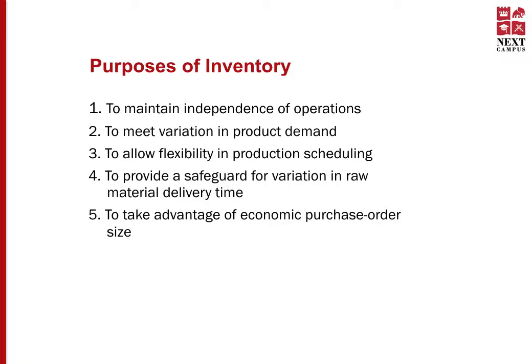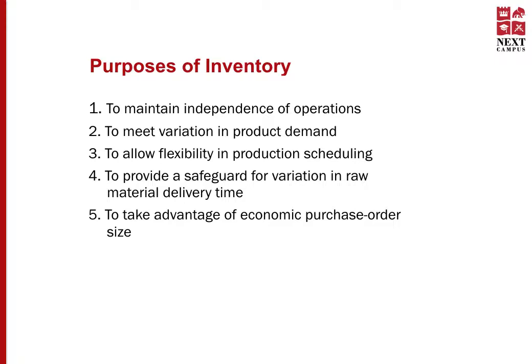Number three is to allow flexibility in production scheduling. Flexibility in production scheduling is important to meet variation in demand. Production divisions sometimes may have to produce in anticipation of demand in order to maintain production efficiencies by maximizing machine utilization. For this, they would require raw materials that would normally be used to produce items required in the future.